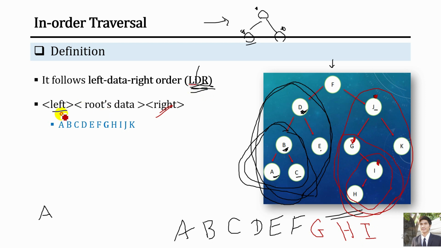Based on the rule here, left, root data, and right, it means that now we should access its root. So based on this subtree, the root is J, right? So after I we get J, and finally the last node here, which is K. This is how our method accesses our data.